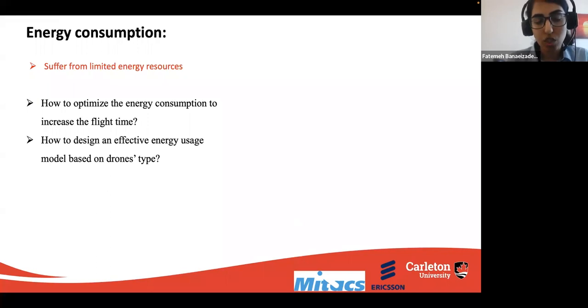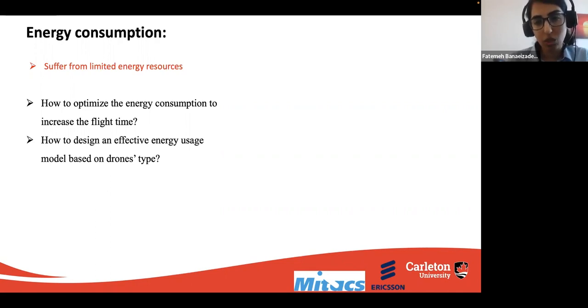As a result, we have two challenges here. The first is how to optimize the energy consumption in UAVs to increase their flight time, because if we decrease the amount of energy consumption, we can also increase their flight time. The second challenge is how to design an effective energy usage model based on drone types, because drones, like other devices, have a small battery. But the existing energy models, which we use, for example, for sensors like ground users, we cannot apply to UAVs, because UAVs fly in the air in different directions. They fly vertically, horizontally, going up, down, left, right. Each of these directions uses a different amount of energy.